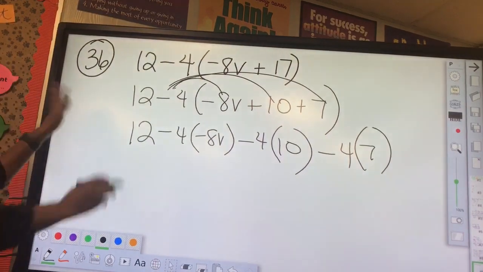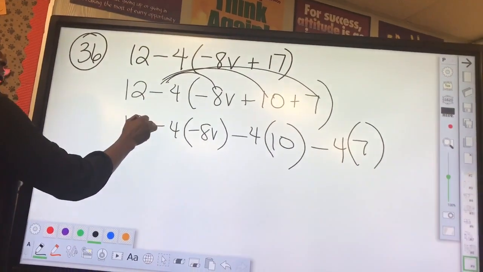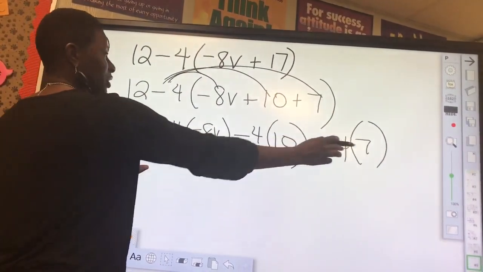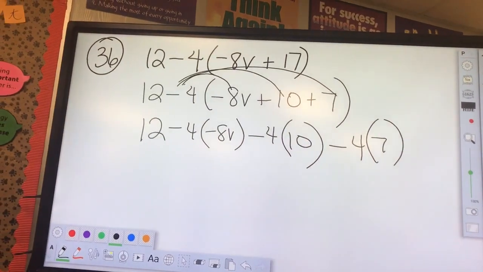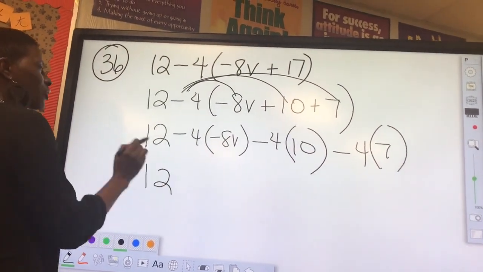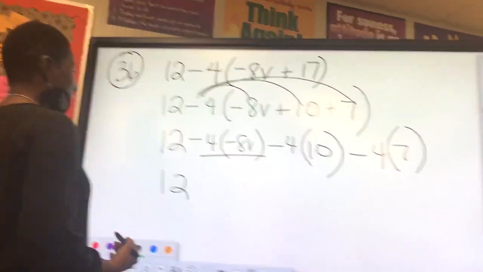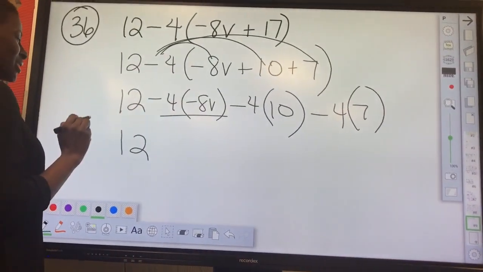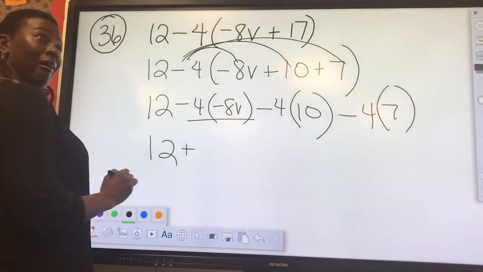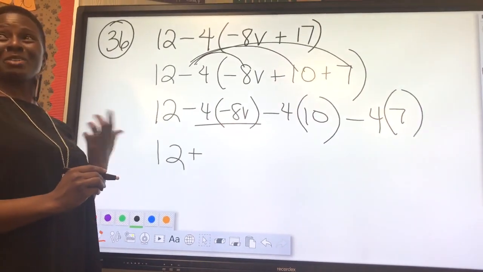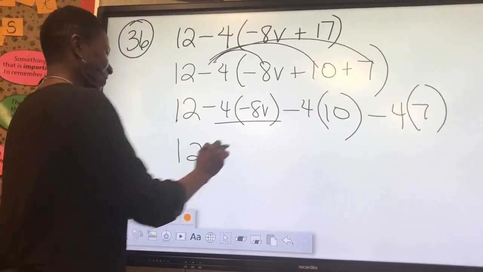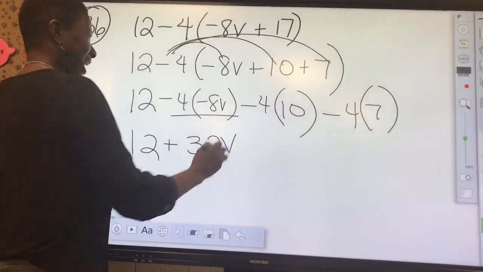So now, let's work it out. We got subtraction, but we also got multiplication. Which one are we gonna do first? Multiplication. Bring that down from left to right. Negative times the negative is a positive. 8 times 4 is? 32v.